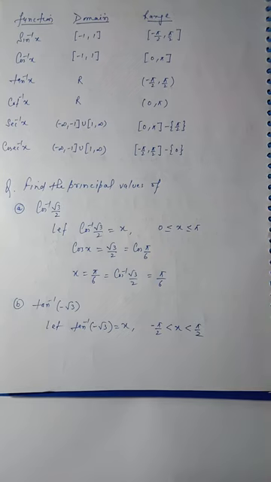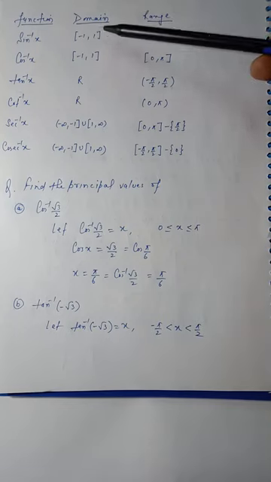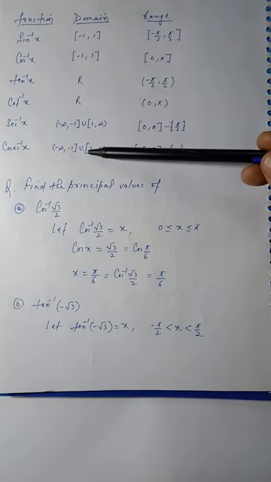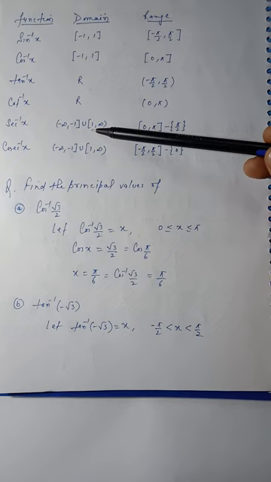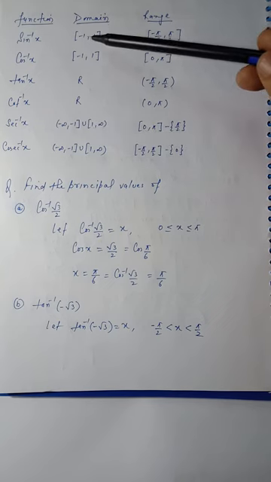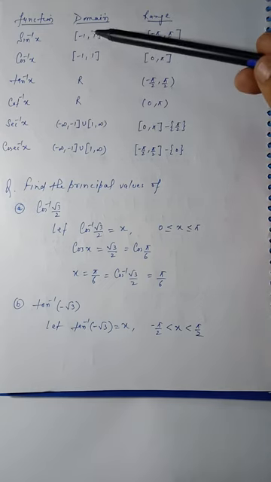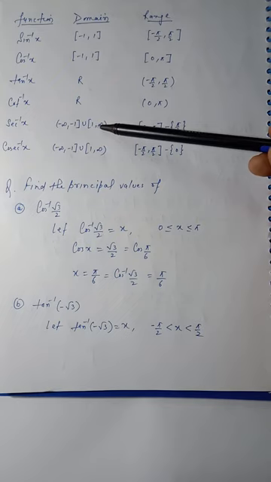Now I am telling you the basic trick for how you will learn it. See, the domain of sine inverse and cos inverse are both the same. For tan and cot it is the same, and for sec and cosec it is the same. Here don't get confused, you may also write it as mod of x is greater than or equal to 1. It means all the values from minus infinity to minus 1 and from 1 to infinity will be taken in case of sec and cosec.